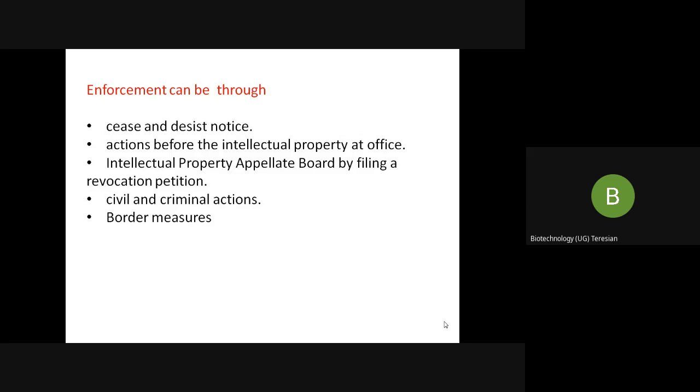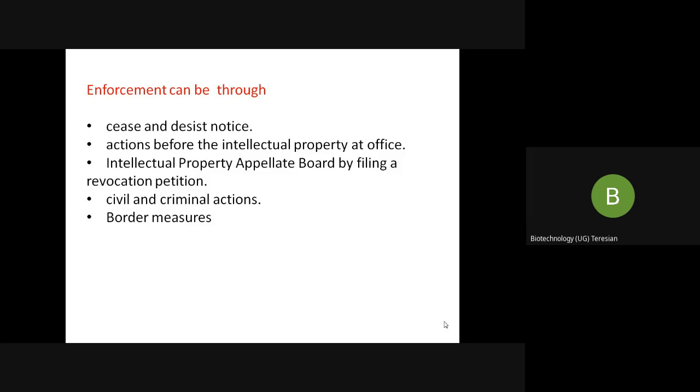Before the other person is granted the patent, you can file an application of pre-grant opposition telling that whatever this person is doing is an infringement of my patent. He has taken some modification from my patent. So the patent office will not grant the patent to the other person, and we will see on both sides what is right and what is wrong.